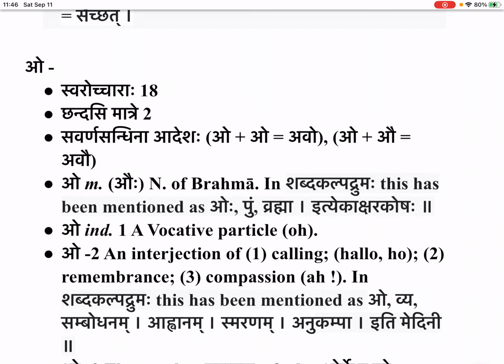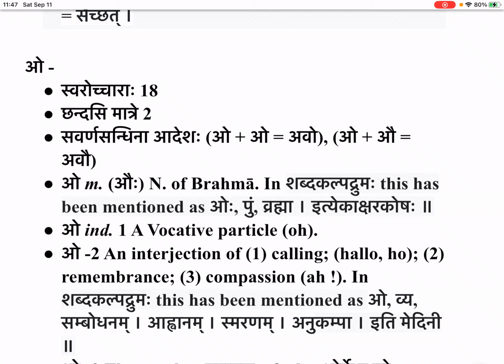O, masculine noun. Auhu, that is the Prathama Vibhakti Ekavachanam. Name of Brahma. In Shabdakalpadrumah, this is mentioned as O Pullingam Brahma iti Ekakshara Kosha, quoted from Ekakshara Kosha. O, indeclinable, a vocative particle, O. O, an interjection of calling, hello, ho, remembrance, compassion, ah.